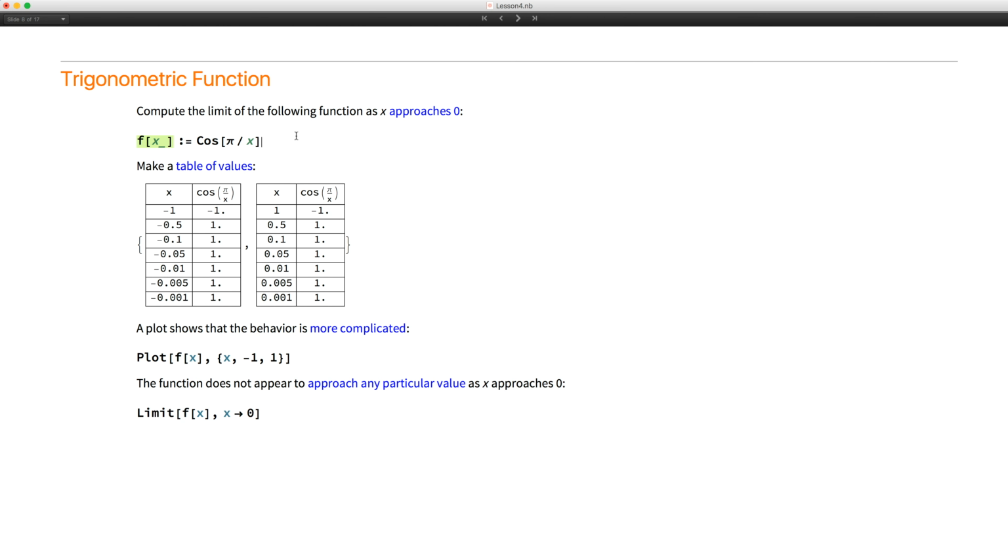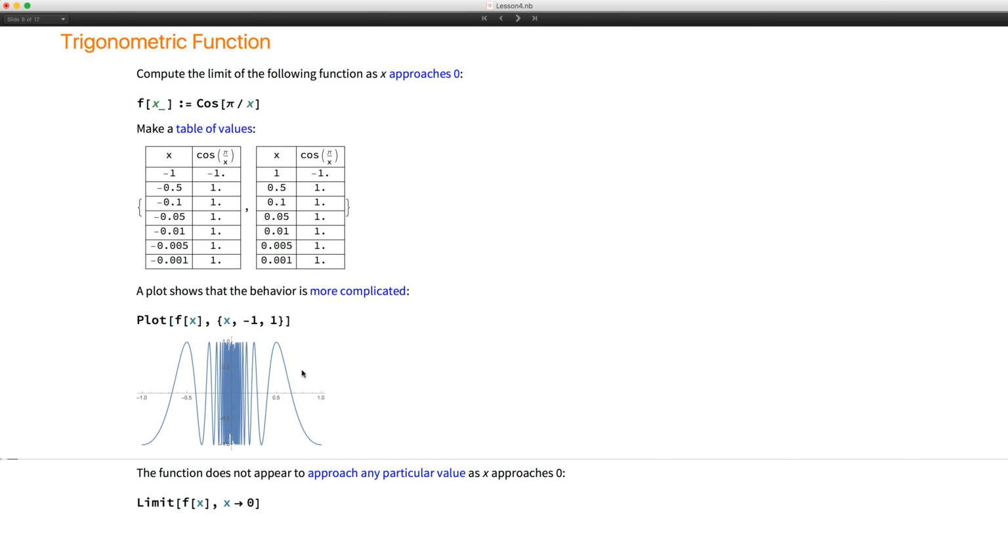So here is a trigonometric function. Now, if you make a table of values over here, what you'll see is that the values all seem to be 1, mostly. So it looks like there's a problem because the limit seems to be 1, but the intuition tells you that things might be more complicated. So let's plot. And when you do that, you see the behavior is much more wiggly.